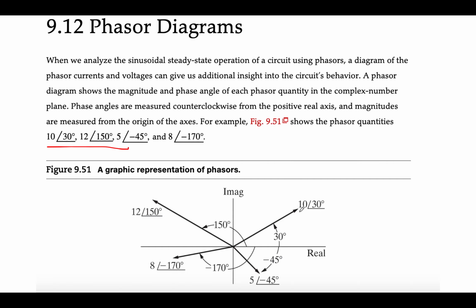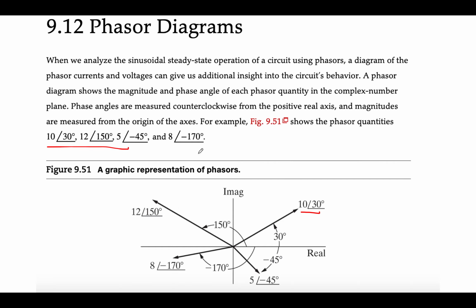In phase and magnitude form, if we have 10 angle 30, we always measure that phase angle counterclockwise from the real axis. So 10 angle 30 is illustrated here. You notice the length is 10, the phase angle that it makes is 30. For 12 angle 150, we draw our phase angle once again counterclockwise from the real axis, ending up at 150 degrees with a magnitude of 12. Note that this one looks longer.